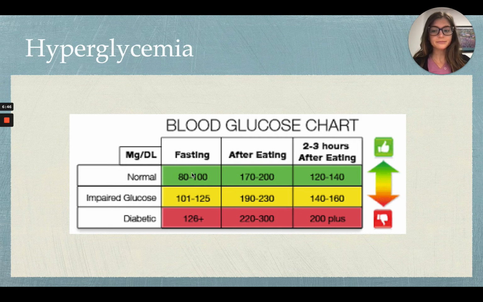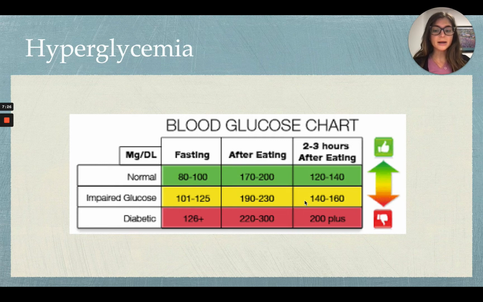Now, someone with impaired glucose levels has a fasting blood glucose level at baseline, without any food consumption, that is a little bit higher, around 100 to 125. After eating, we're going to see a larger increase in those blood glucose levels, up to about 230 milligrams per deciliter. Again, after 2 or 3 hours, because there is still insulin being produced even if you have impaired glucose, we have a decrease in blood glucose levels, but it may not be as much of a decrease compared to someone without impaired glucose metabolism.